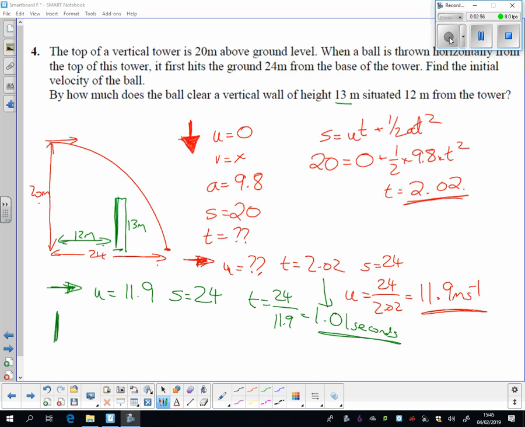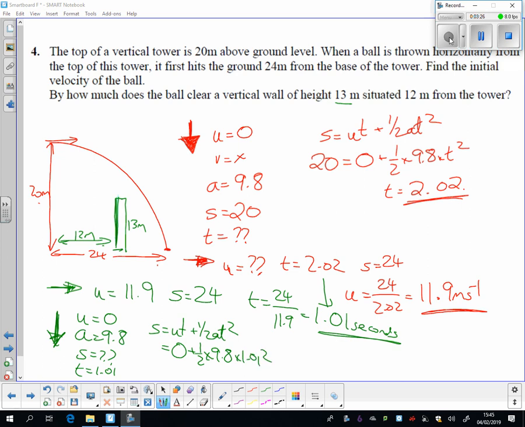Now, let's work vertically and find out where we are vertically. Where are we after 1.01 seconds? So I've got U is 0. I've got A is 9.8. We're trying to find out what S is this time. And I now know that T is 1.01. So I use S equals UT plus a half AT squared. So I've got 0 plus a half times 9.8 times 1.01 squared. And that tells us that we've travelled 5 meters, or minus 5 meters. So that means I'm 5 meters down from where we started with.